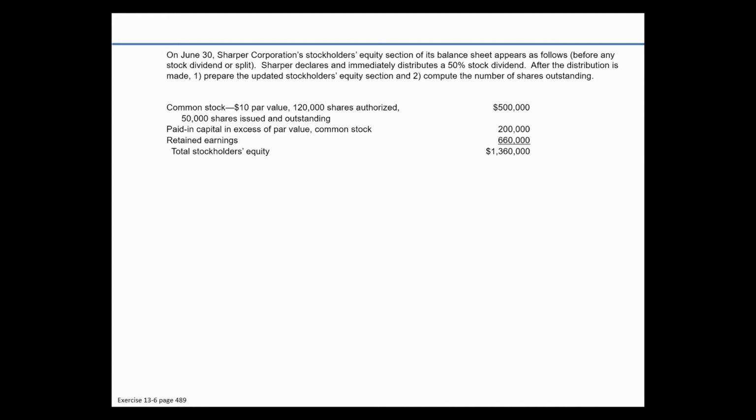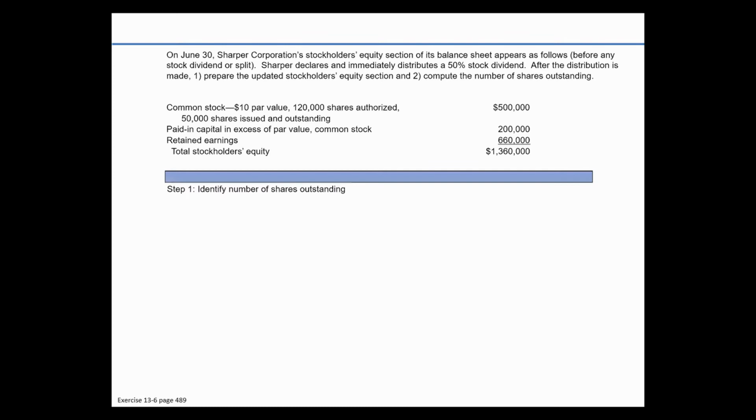And so companies can issue either a cash dividend, where they're paying cash to their investors, or they can issue stock as a dividend. And so that's what we're going to look at here. So the first part is we need to identify the number of shares that are outstanding. And so it's 50,000. And we can figure that out because we look at this 500,000 right here, divide that by $10 par. That would give you 50,000, but they also tell you here as well.